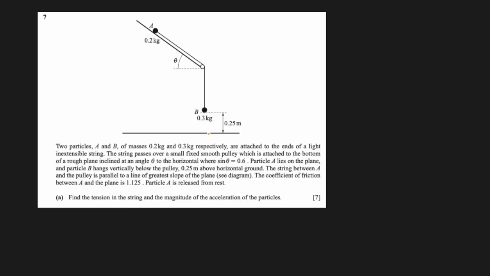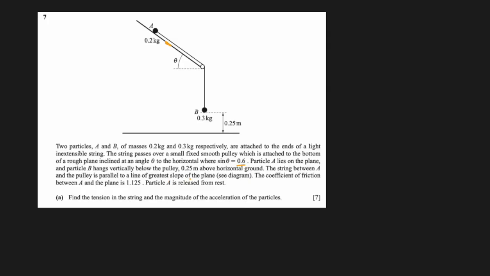Question number 7. Two particles A and B of mass 0.2 and 0.3 kgs respectively attached to ends of the light inextensible string. The string passes over a small fixed smooth pulley at the bottom of a rough plane. This is a rough plane, which is inclined at theta degree. So this one is rough. And sine theta is 0.6. Particle A lies on the plane and particle B hangs below, 0.25 meters above the ground. The string between A and pulley B is parallel to the line of greatest slope.